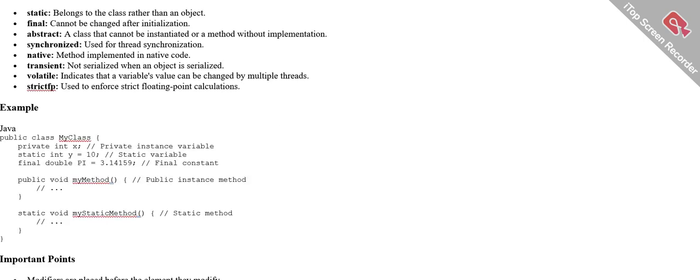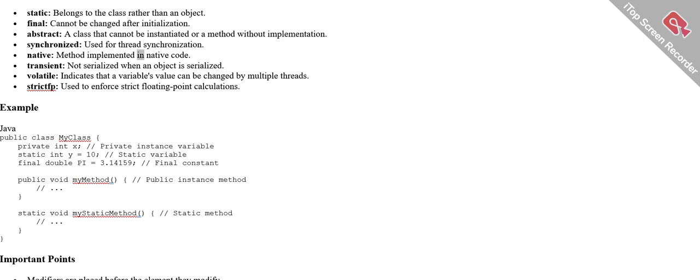2. Non-access modifiers. These modifiers affect the behavior or other characteristics of classes, methods, variables, and constructors. Static, belongs to the class rather than an object. Final, cannot be changed after initialization. Abstract, a class that cannot be instantiated or a method without implementation. Synchronized, used for thread synchronization.